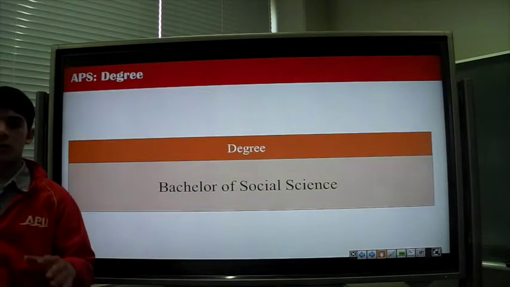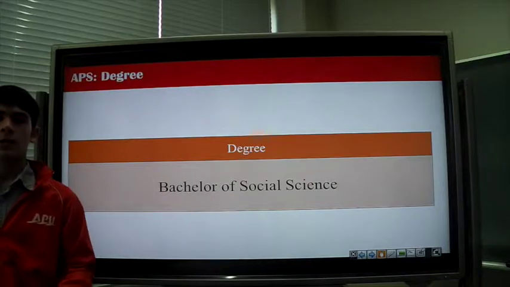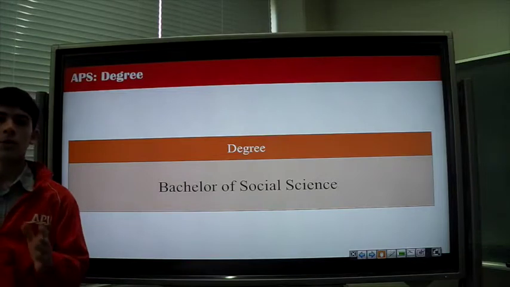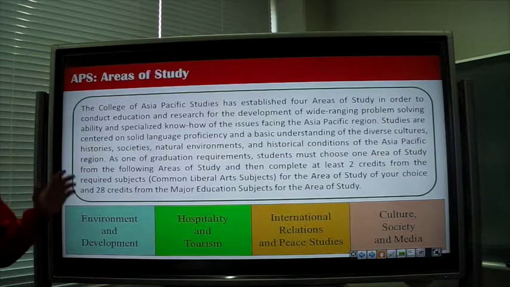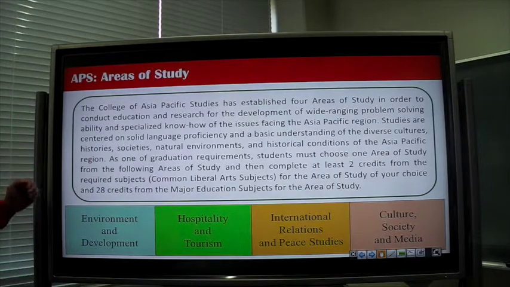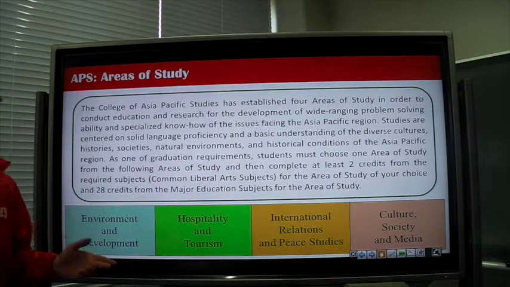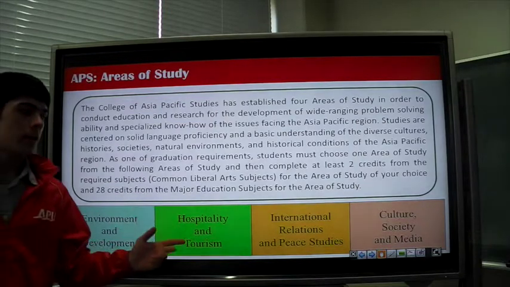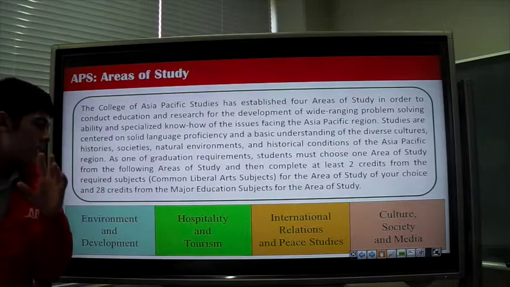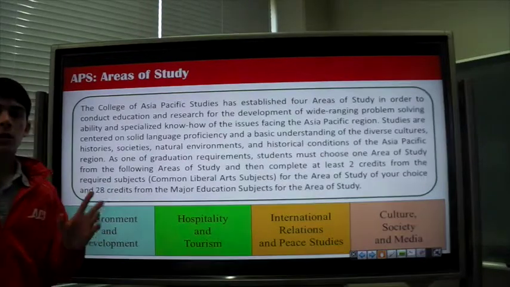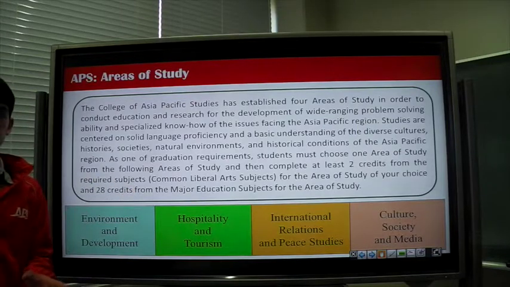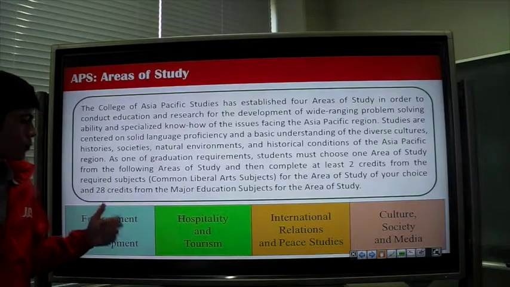And then, after you graduate from the university and the APS major, you will receive the degree of Bachelor of Social Science. And on the APS major, we have 4 areas of study, which are environment and development, hospitality and tourism, international relations and peace studies, and culture, society, and media. However, to graduate from university, choosing one of these 4 areas of study is compulsory.